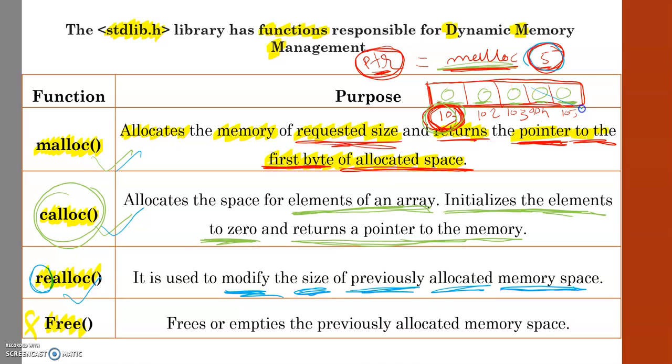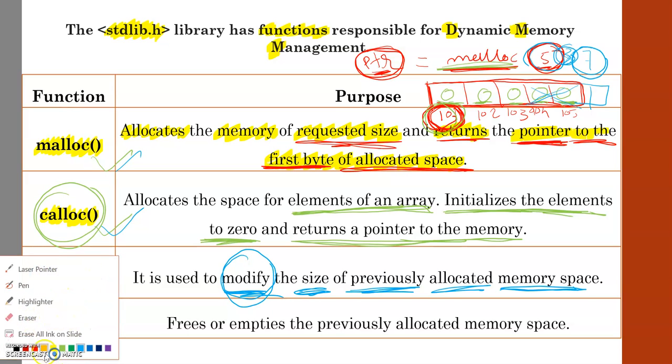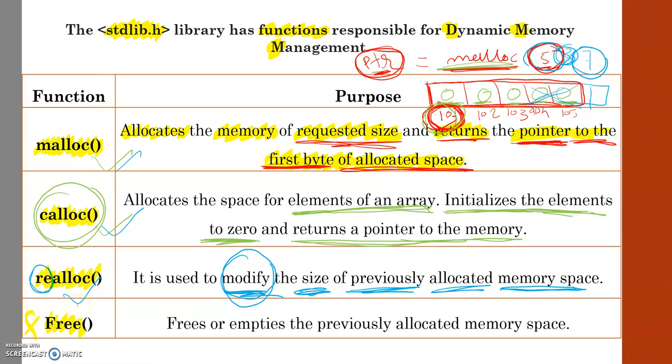It will automatically cut down these 2 locations. So ultimately what I am doing, I am modifying the size. So now it is 3, right? But let's say no, I want 7. So in the case of the 7, it will increase the size. So it can reduce the size as well as it can increase the size. So ultimately it can modify the size. So we call it the reallocation. And this we can do through the realloc function.